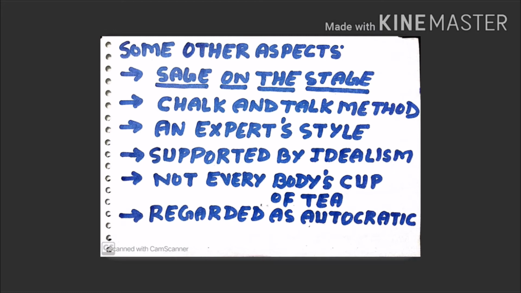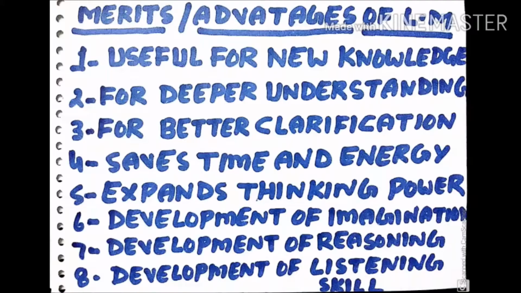Another aspect of the lecture method is that it is regarded as an autocratic method. It is regarded as an autocratic method because students are not involved in this process, and they are merely passive listeners. So, as it is a task to be done solely by the teacher, it is called an autocratic method.